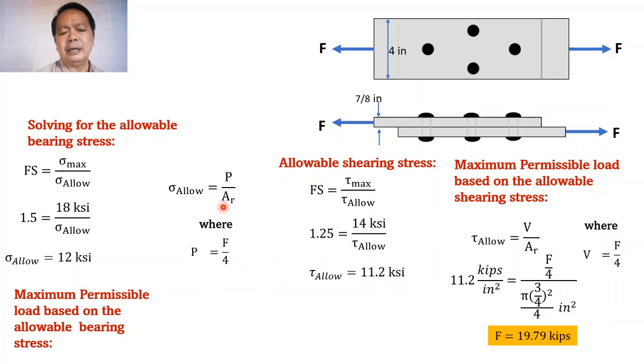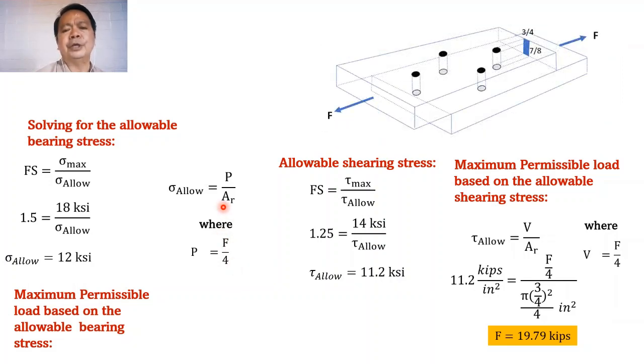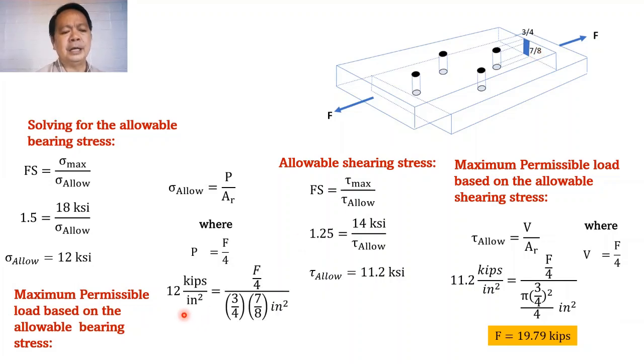And that area can be computed to be the area projected. If we will be projecting this area on a plane perpendicular to the direction of the F, this area would have a value equal to 3/4 multiplied by 7 over 8. Hence, substituting that value in the formula, we will have here 12 kips per square inch equal to F over 4, kips divided by 3/4 multiplied by 7 over 8. Hence, from here, we can compute for the value of F in terms of kips, and that is equal to 31.5 kips.